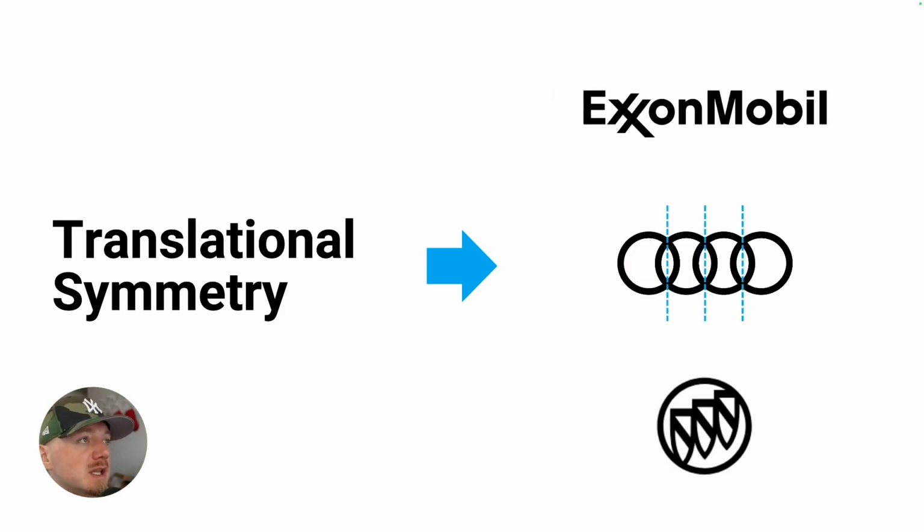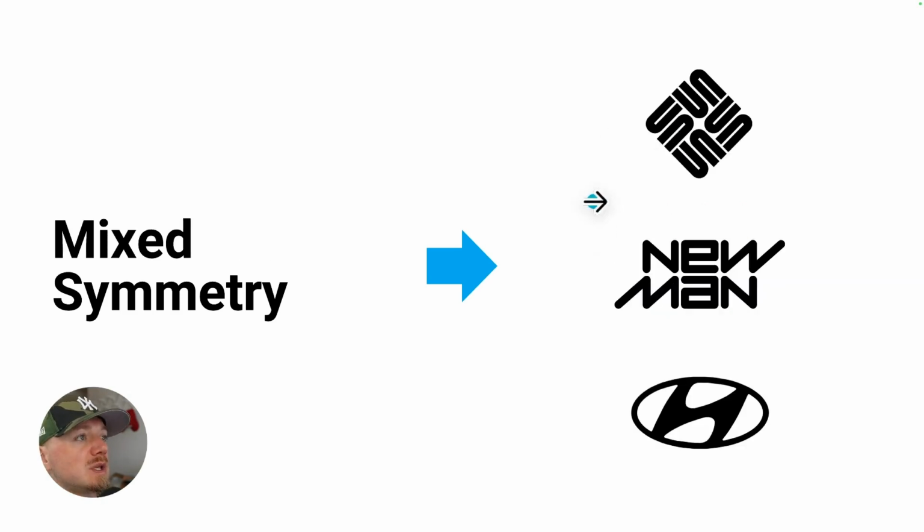Another type is translational symmetry. This occurs when a pattern in a logo repeats itself. And a perfect example is the Audi logo, because if you take this ring and we just duplicate this, it's gonna be a reflection of the previous one, and so on. And another example is the Buick logo or the Exxon Mobil logo. And then we can also mix those symmetries, and there are some other types of symmetry.